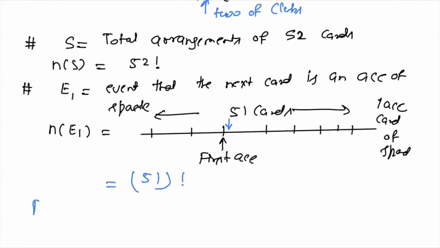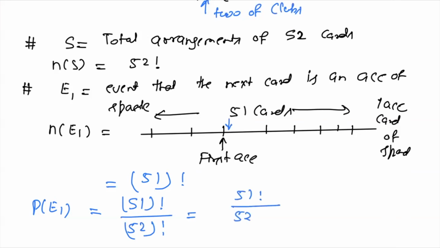So what will be the probability of E1? The probability of E1 is going to be n of E1 divided by n of S, which is 51 factorial divided by 52 factorial. When you simplify, the denominator is 52 multiplied by 51 factorial. It is 1 over 52. This is part 1.